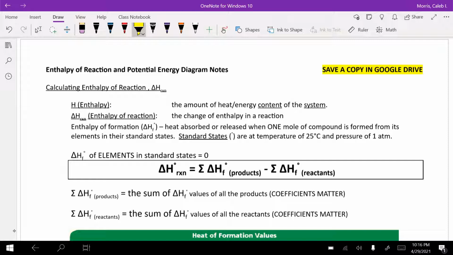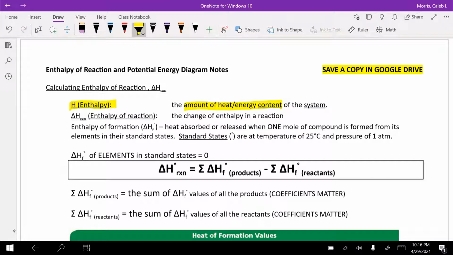We defined it very briefly in a prior set of notes. Enthalpy is the amount of energy content in the system. So the amount of heat or energy content of the system, that's our general definition. It's energy content or heat content.